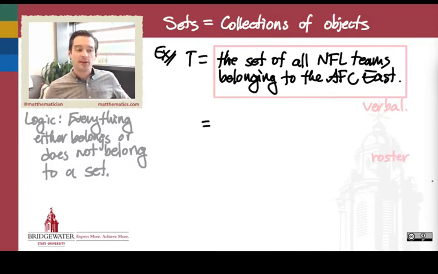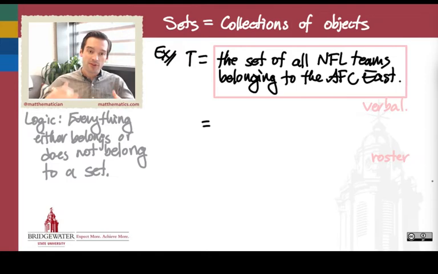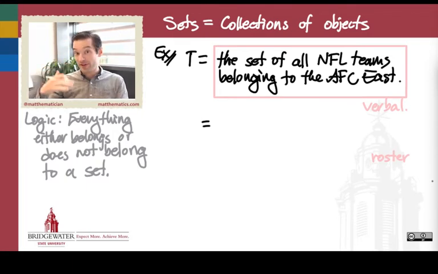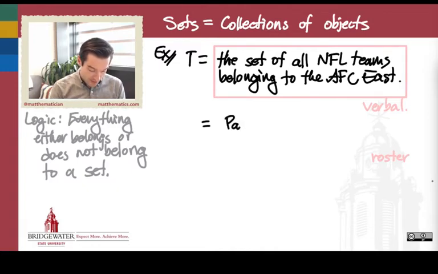And just like the name suggests, if you say a roster for a sports team, like a roster for the New England Patriots, for example, when you think about what a roster looks like, it's a big, long laundry list of every single player on that team, right? The starters, the backups, maybe the coaches, depending on what roster you're looking at. So to write down a roster for something is to very explicitly list out everything. Right? So if I wanted to write a roster for this set, the set of all NFL teams that belong to the AFC East division, then what I would be saying I'm doing is I would just write out Patriots.